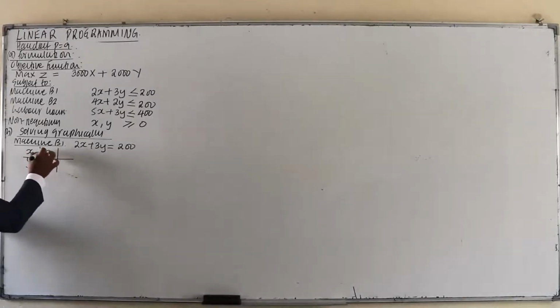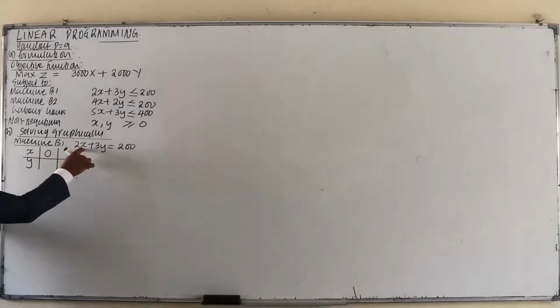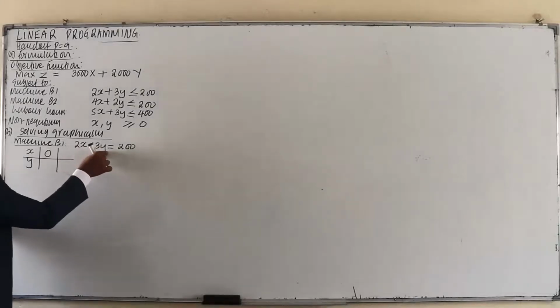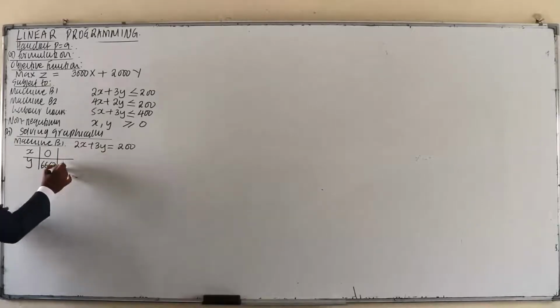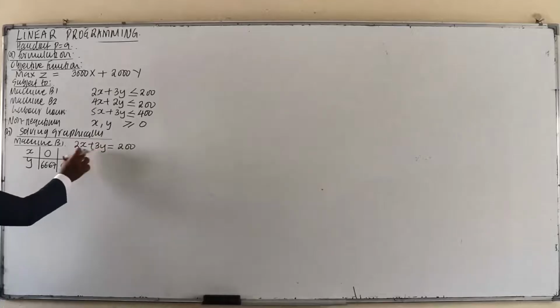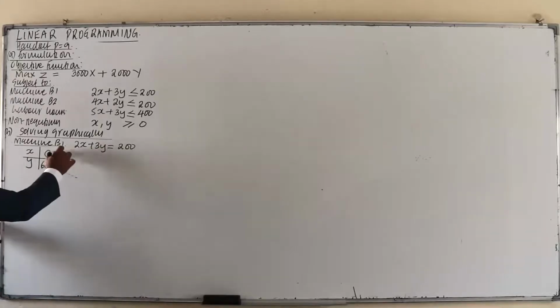If x is 0, if now you produce 0 unit of x, how much will y be? You get 66.67. What if now you produce 0 unit of y? Assume that y is 0. How much would x be? It should be 100. Good.